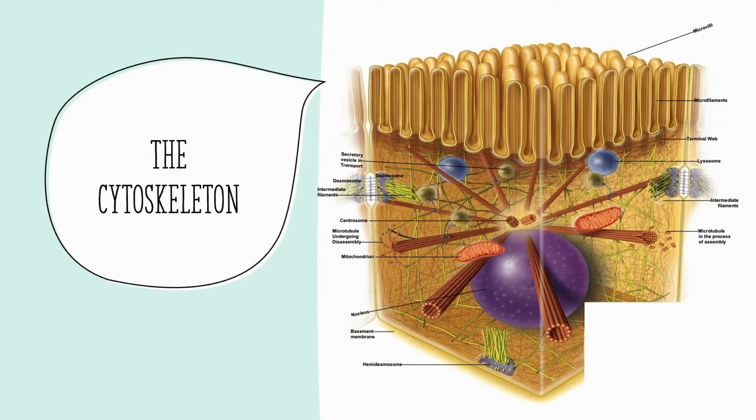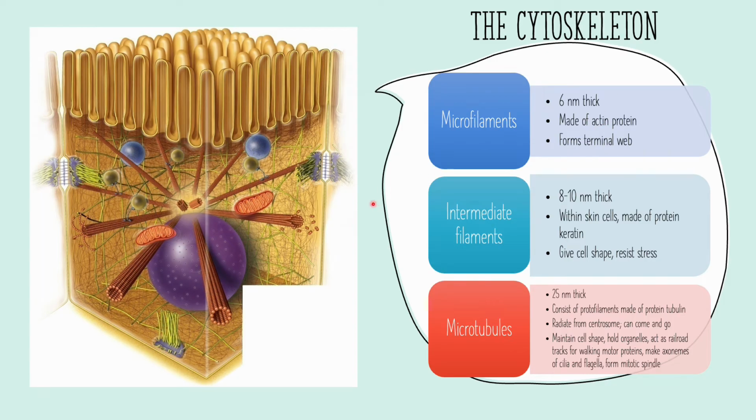Hi, welcome back. This is just a quick review of the cytoskeleton. So the microfilaments are usually 6 nanometers thick. They're made of actin protein. Remember that when actin and myosin combine together, they help produce muscle movement.